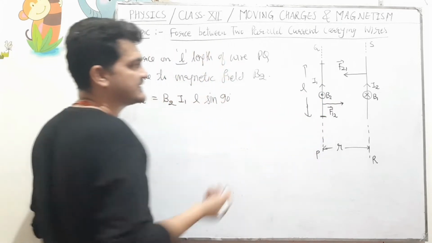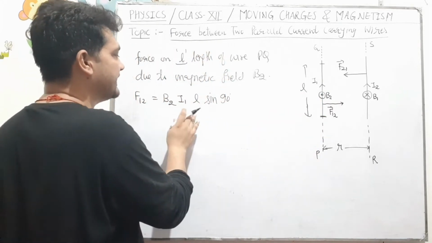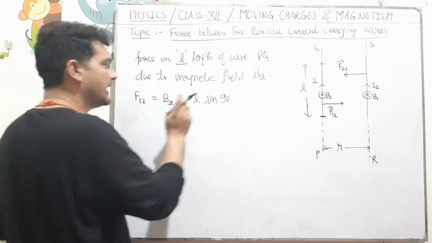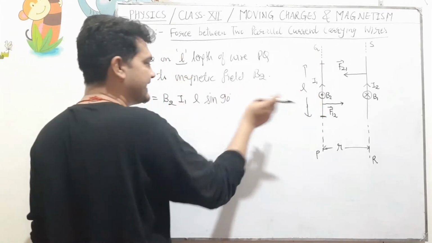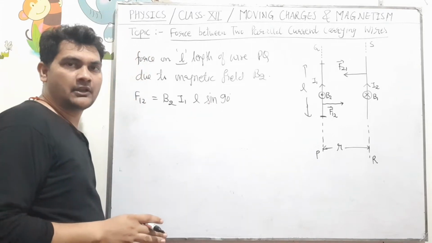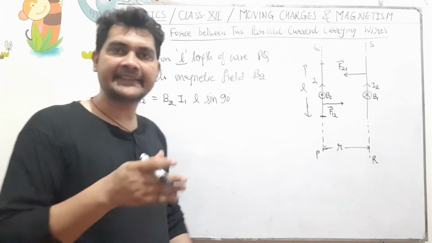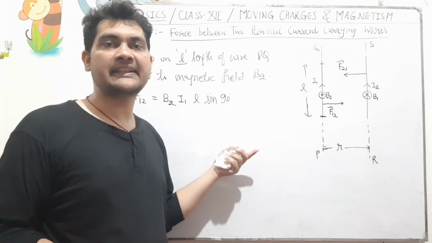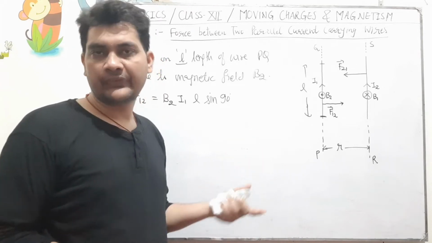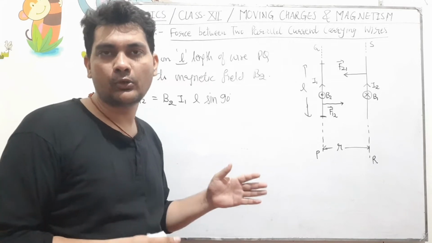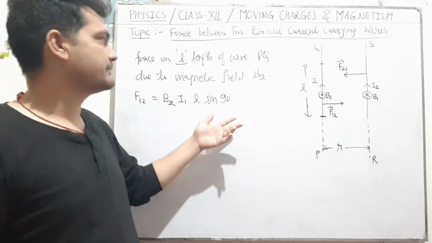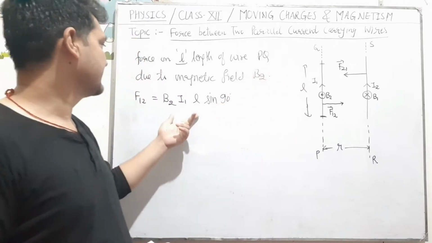So the force on this length L of this wire is equal to BIL sin theta. B is the magnetic field in which it is placed, it is B2. I is the current in the wire, it is I1. L is the length of the wire. Yet the length of the wire is infinite, but we are not saying the total force on infinite length of the wire. We are looking for the force on L length of the wire. Suppose this is length L of the wire, then the force on this part of the wire is this much.